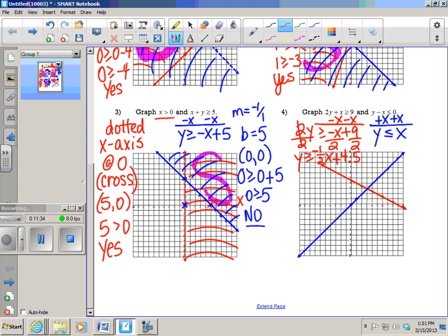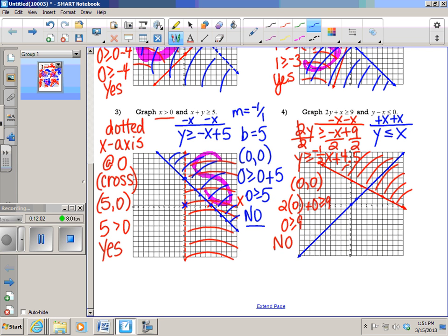And now let's talk about the shading. So if I test the point 0, 0 for the red, I can use the original if I want. 2 times 0 plus 0 is greater than or equal to 9. Well, 2 times 0 is 0. 0 plus 0 is 0. Is 0 greater than or equal to 9? No, it is not. So from the red line, you are shading on the side away from where 0, 0 is.